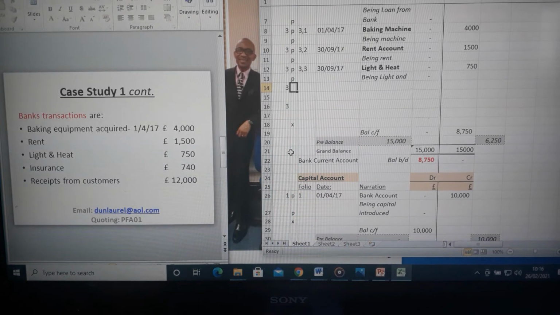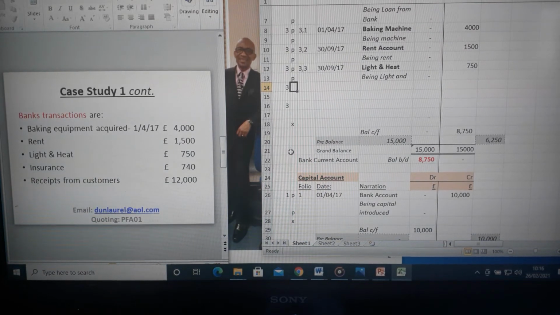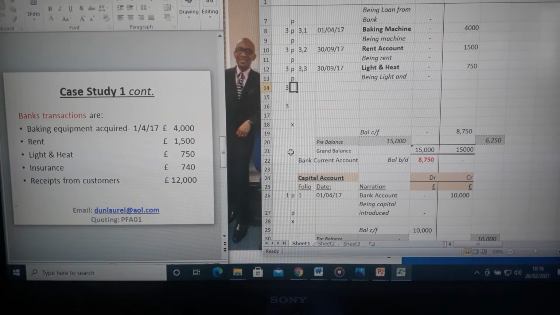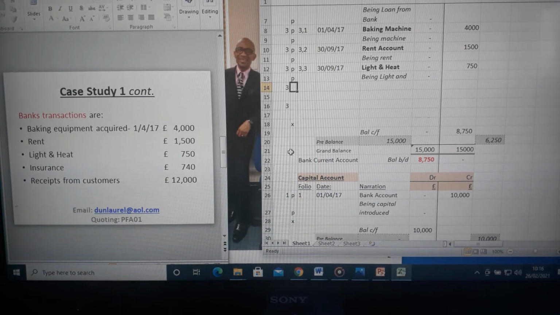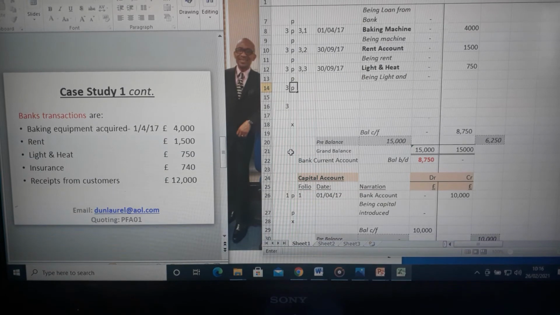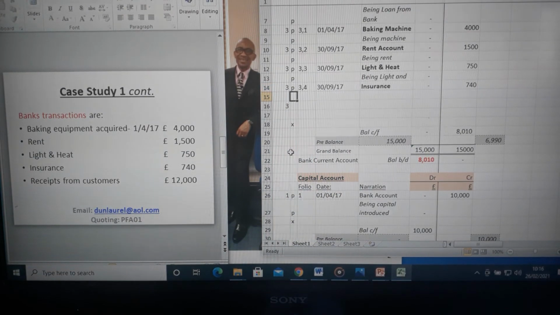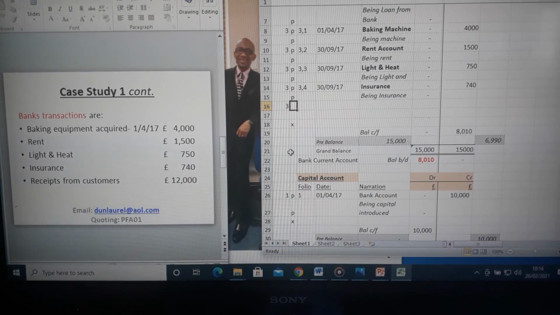Insurance, I have not actually opened an account here for you. You have to do it yourself. But what I will do is the bank side of it. So you have to debit insurance 740, and then you have to credit the bank account 740 for the insurance.